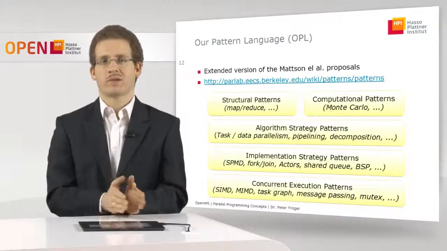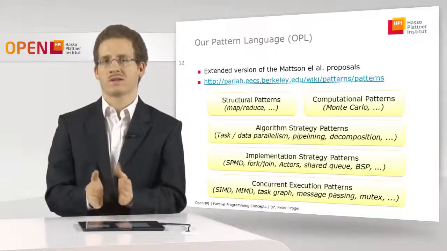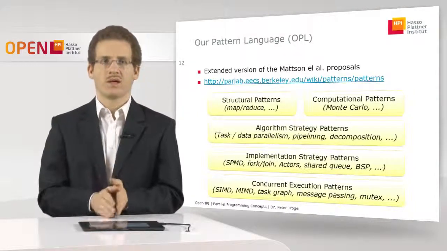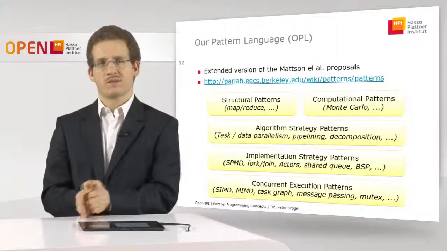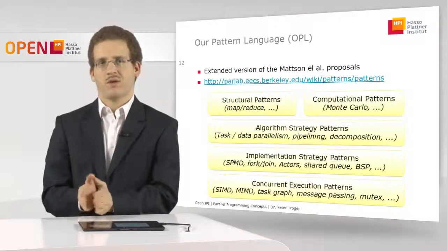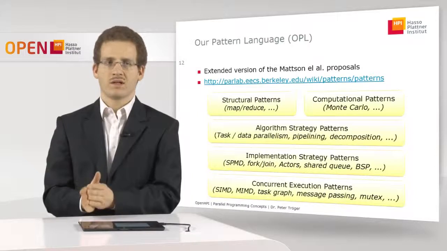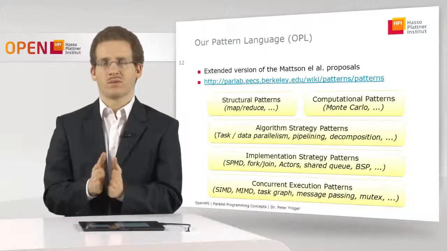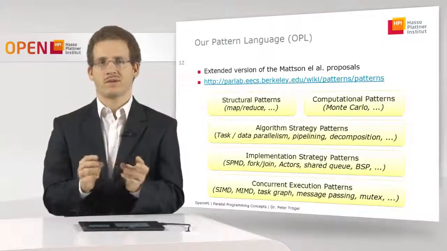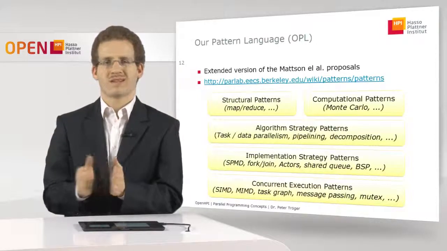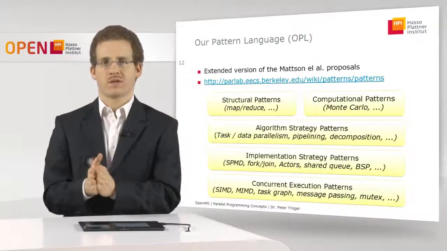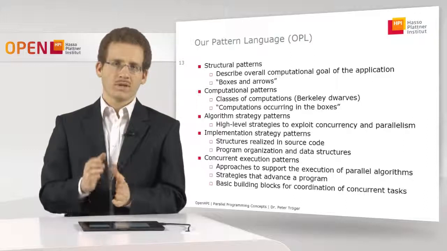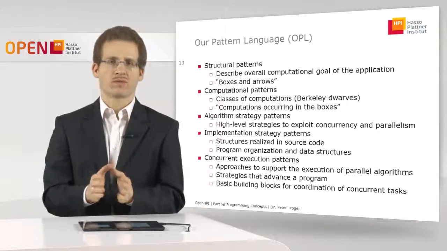Then we have the implementation strategy, where you also see a lot of things that you should know meanwhile, such as SPMD or the fork join model. Then we have an algorithm strategy, which somehow is linked to the implementation strategy. So for example, task or data parallelism. And then on the high level, we can talk about high level structuring of either data or computation, or maybe example patterns for particular kinds of computations. So this is OPL. And here's an alternative description of what the different classes mean.